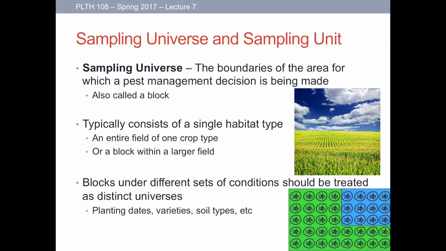Similarly, in crops, you might want to consider sampling more heavily on edges, where migrants are likely to come in, or if you're by dusty roads, where spider mites are likely to crop up. Those sorts of things.